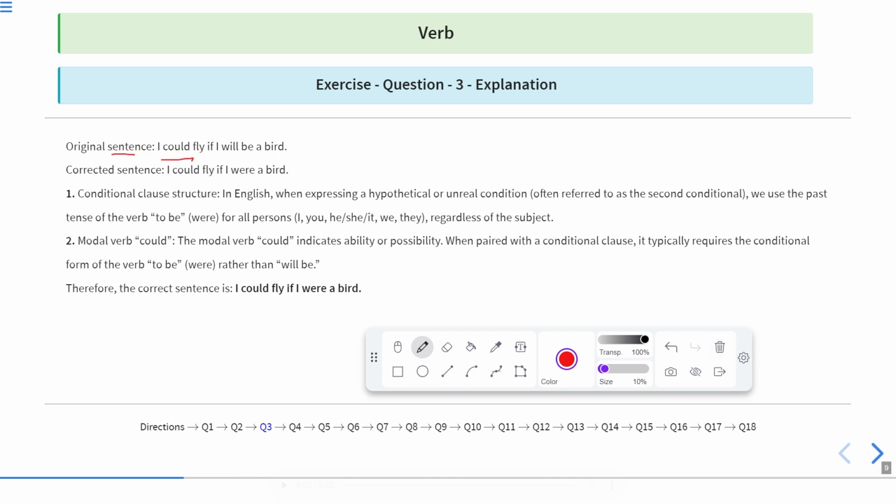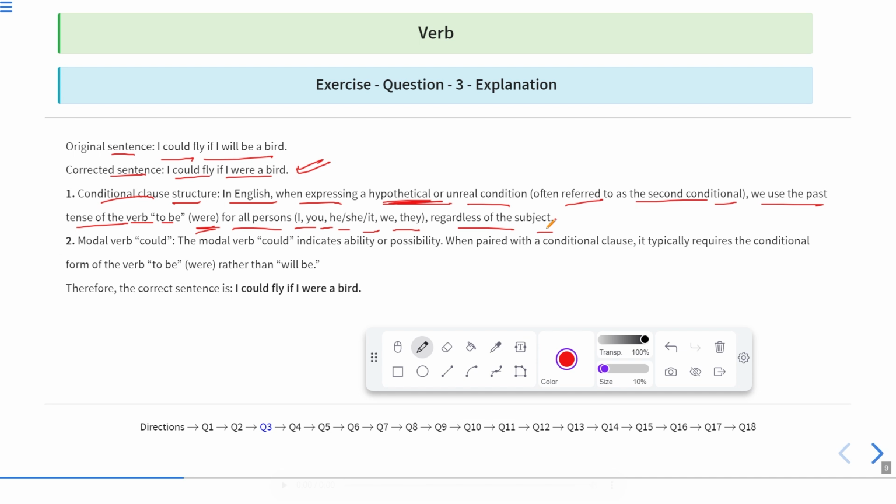Original sentence, I could fly if I will be a bird. Corrected sentence, I could fly if I were a bird. This will be the correct sentence. Okay. In a conditional clause structure in English, when expressing a hypothetical or unreal condition, which is not possible at all, often referred to as the second conditional, we use the past tense of the verb to be, were, for all persons, whether it is I, you, he, she, it, we, they, regardless of the subject.